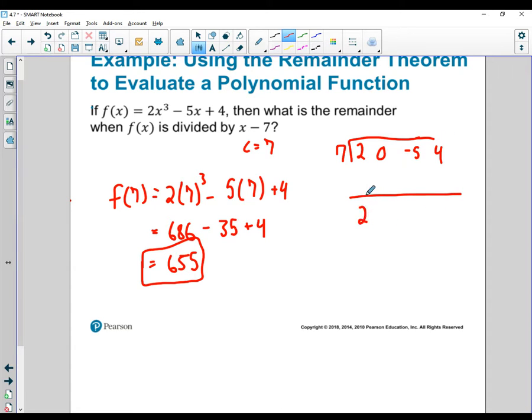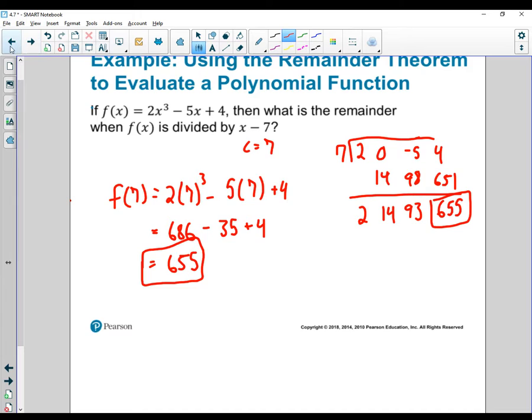We bring the 2 down. 7 times 2 is 14. Add them. 7 times 14 is going to be 70 plus 28. So 98. This is kind of gross, but add them is going to be 93. What's 7 times 93? 651. Oh, and add them. Look what our remainder is. 655. It checks out, right?